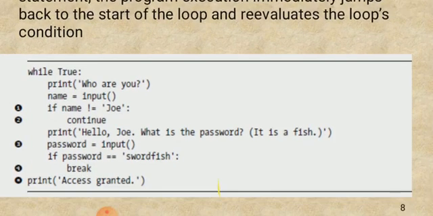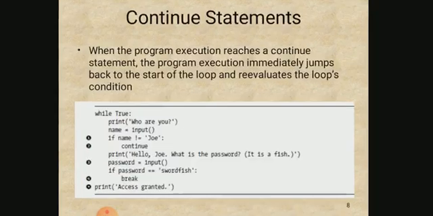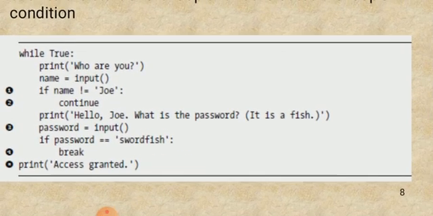See here the same program. While True, it displays "Who are you?" Then the user has to enter some value, which will be stored in name. If the entered value is not equal to Joe, name != 'Joe' means it will continue, that means it skips the remaining statements. Again it asks "Who are you?", which means the person should be Joe, right? So name not equal to Joe means continue.